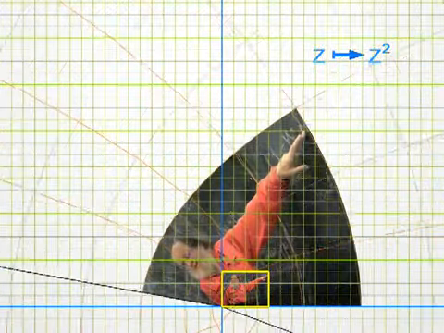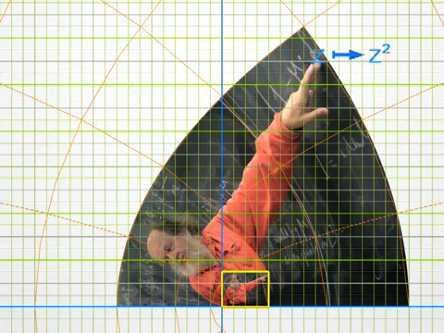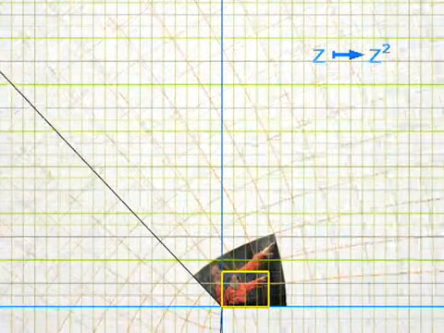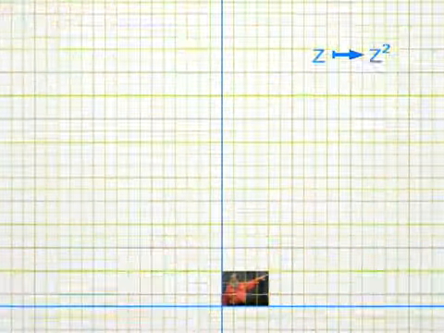Notice that the argument of z squared is twice the argument of z, so that the right angle on the lower left of the photo is doubled under the transformation. It's turned into a 180-degree angle. Let me place this photo somewhere else, and let's look again at the same transformation, z squared. You'll notice again the same argument doubling.